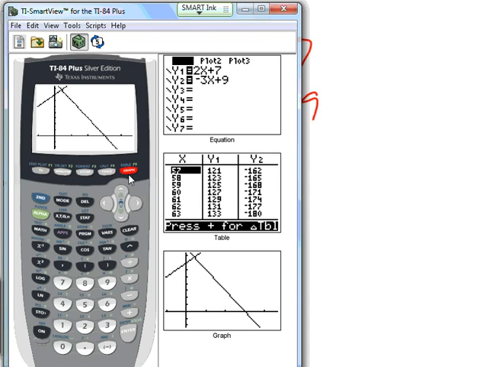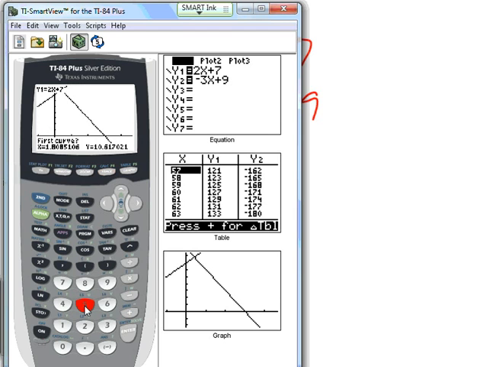All right. Once you can see where they cross, you have to go second, calculate. Some of you are like, what are you talking about? I just hit this trace button. You won't get the exact answer. You'll get close. But you have to use the second, calculate, intersect to do this right. Yes, the trace button can kind of get you close.